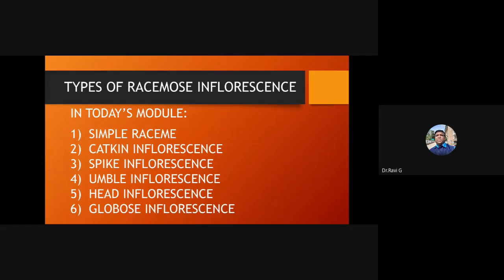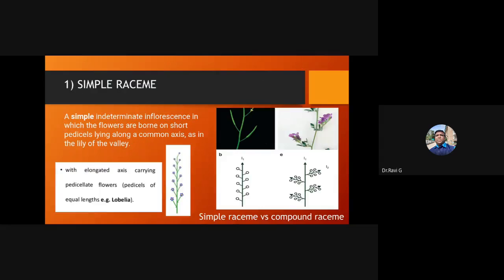In today's module, we'll be looking into the types of racemose inflorescence: simple raceme, catkin inflorescence, spike inflorescence, umbel inflorescence, head inflorescence, and globose inflorescence. Simple raceme: a simple indeterminate inflorescence in which the flowers are borne on short pedicels lying along a common axis, as in the lily of the valley. Here, the inflorescence is seen with an elongated axis carrying pedicellate flowers, pedicels of equal length. Example, lobelia.